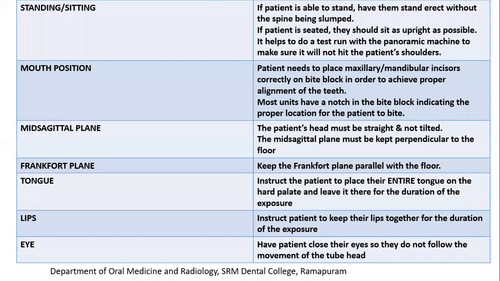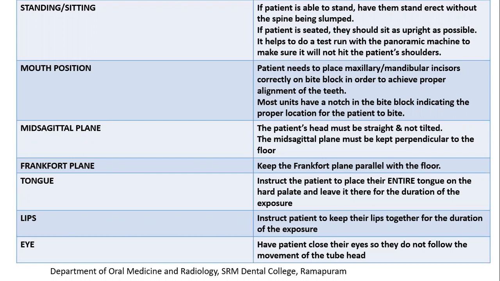So again, the indications when the patient is standing or sitting: how do you position the patient correctly? They have to stand erect without the spine being slumped. They have to be in an upright position. For the mouth position, they have to bite on the bite block to achieve proper alignment of the teeth. The mid-sagittal plane has to be in the center, perpendicular to the floor. Frankfurt's horizontal plane should be parallel to the floor.